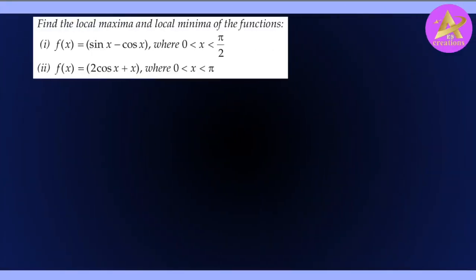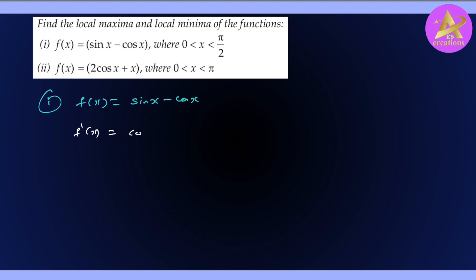Okay, next come to this question. Find the local maxima and local minima of the functions. f of x equal to sin x minus cos x, and the interval is given as 0 to pi by 2. Whatever x values we get here, those x values always lie in this interval only. We have to take x values in this interval only. For that, first differentiate the given function.